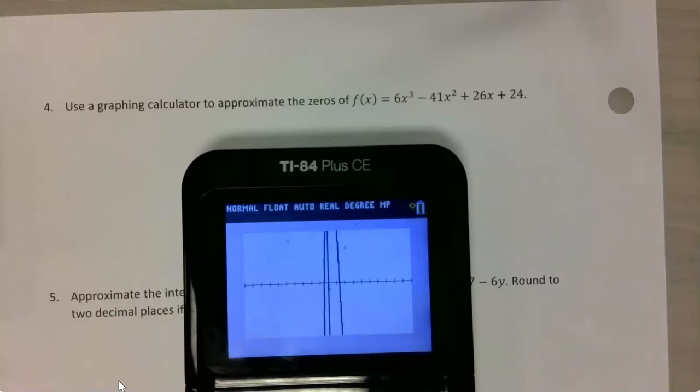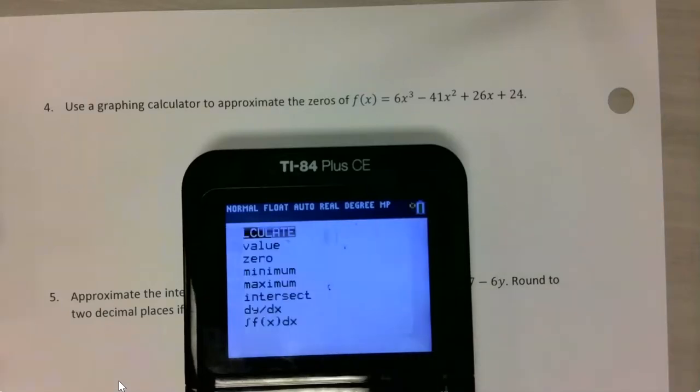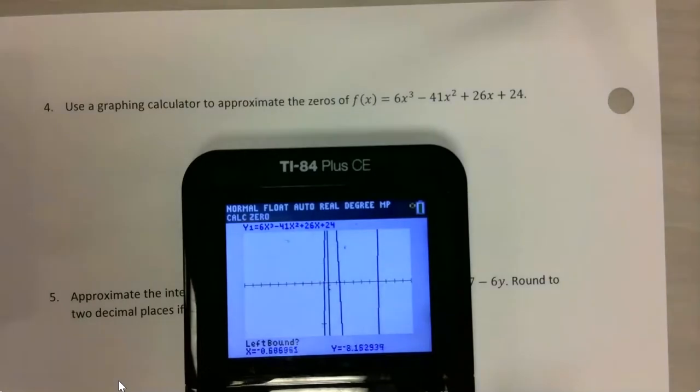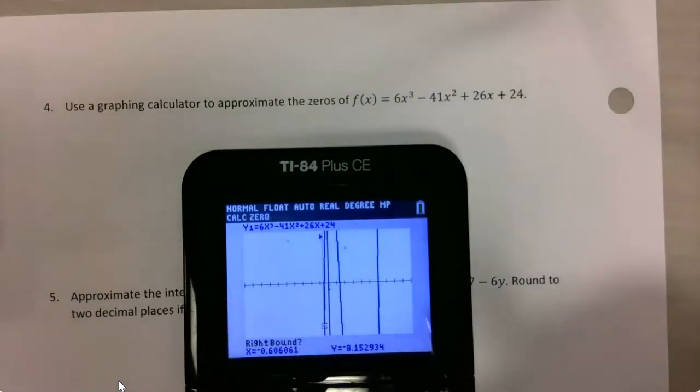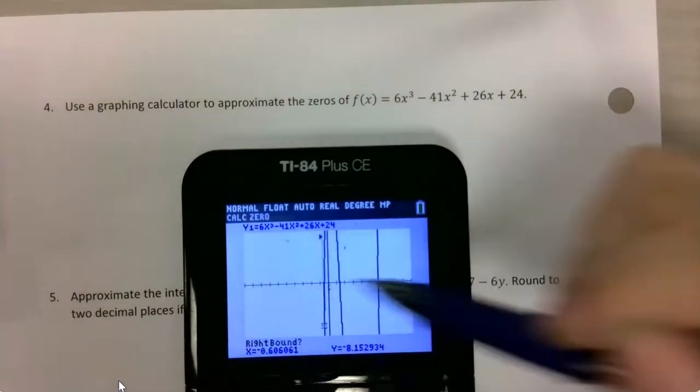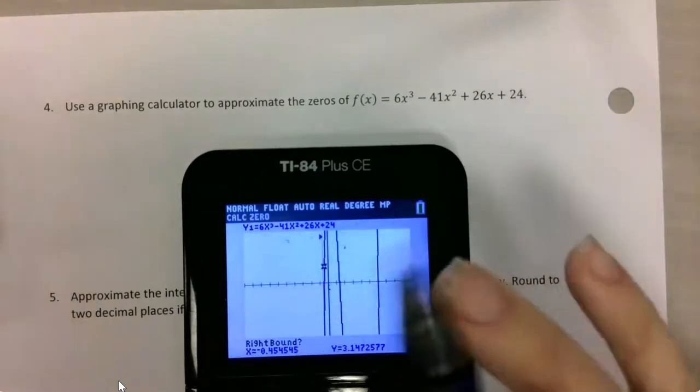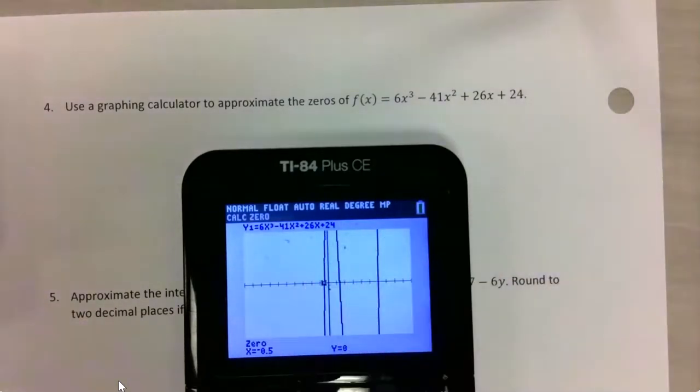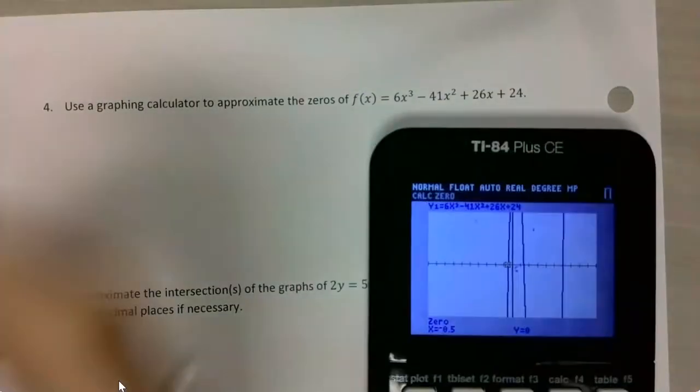Okay. Zeros are where it's crossing the x-axis, so I'm going to go second trace, and I want to find my 0. I want to go to the left side of my first 0. So this black dot is on the left side. I'm going to press enter. I want to arrow over until I cross the x-axis, so the horizontal line. I've crossed it. I press enter twice, and this gives me negative 0.5.